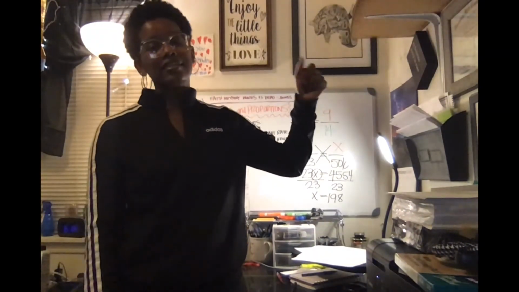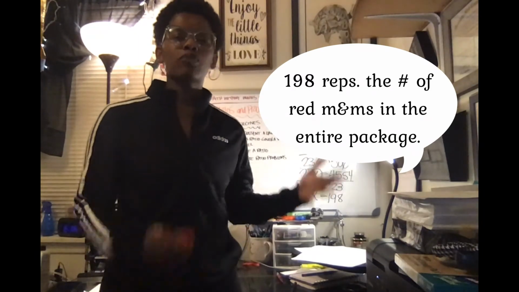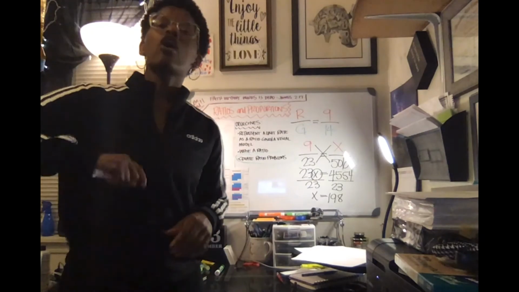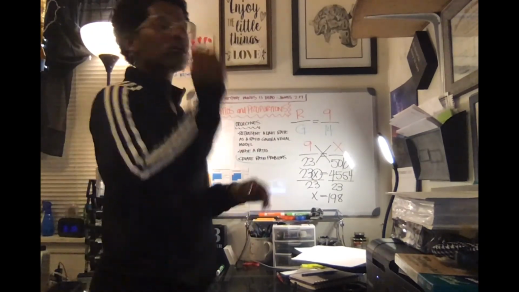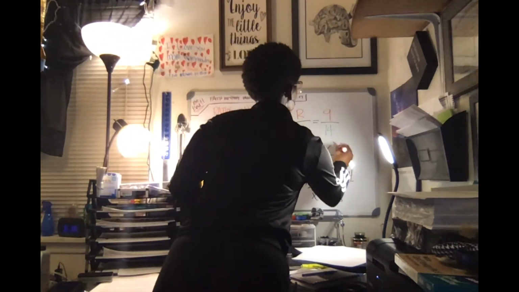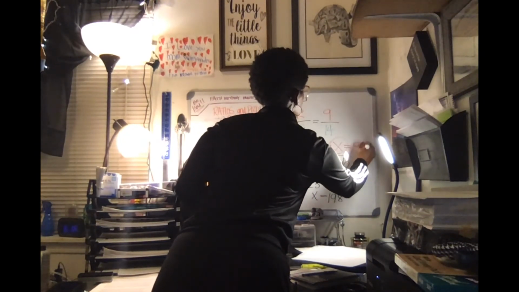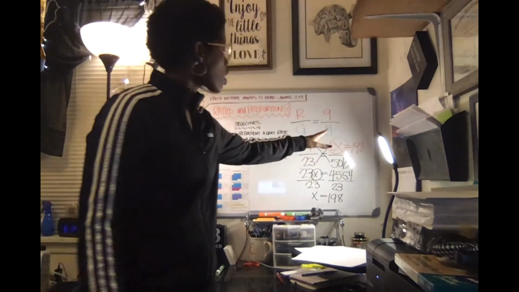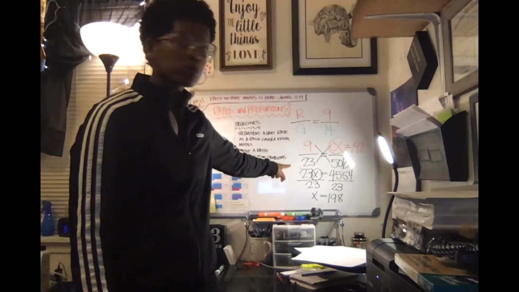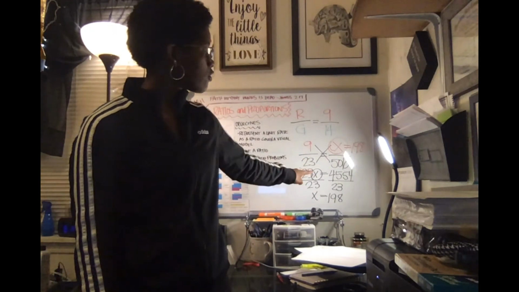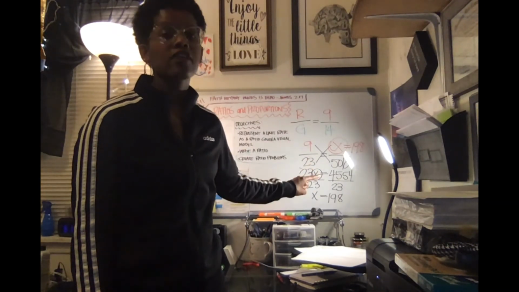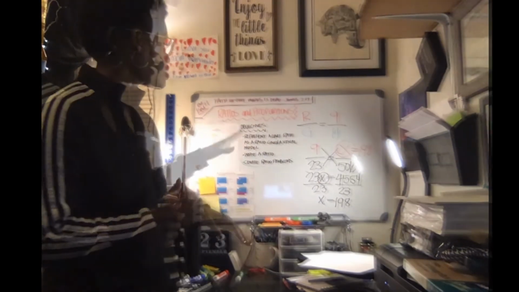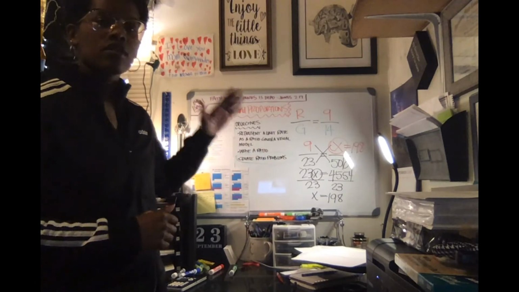Someone raises their hand and says, "198 represents the number of red M&Ms in the entire package." You are correct, Hillary. So this right here equals 198. And to check your answer, what you want to do is cross multiply. 198 times 23 should give you 4,554. If it doesn't, you have to go back, backtrack, and rework your steps. That's what you want to do.